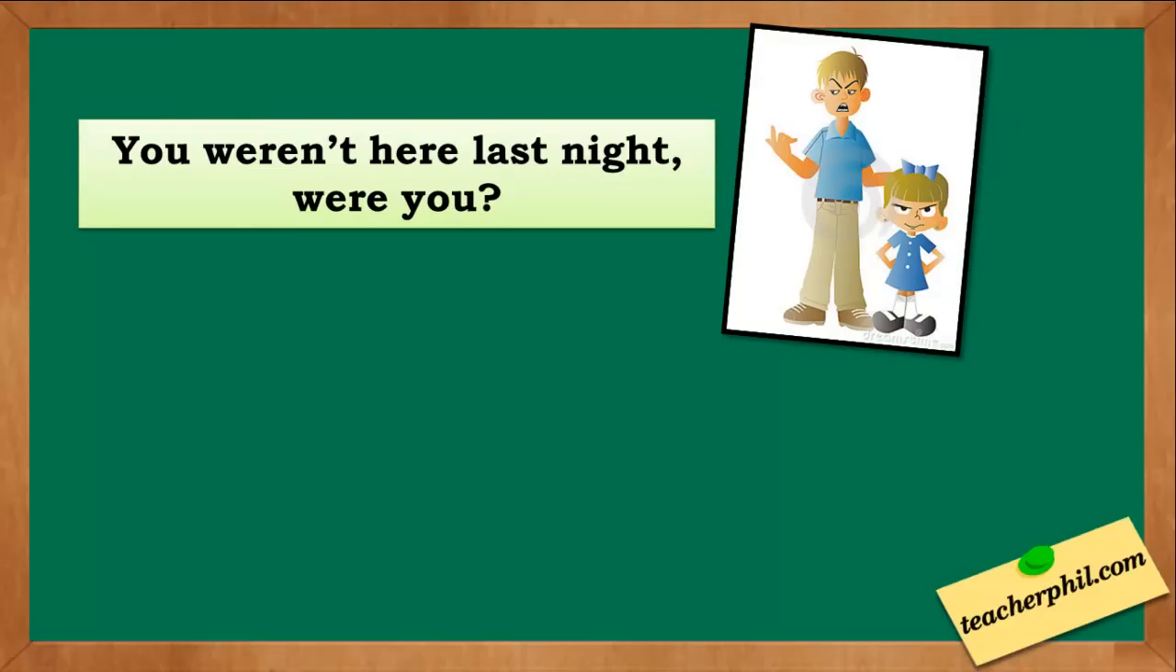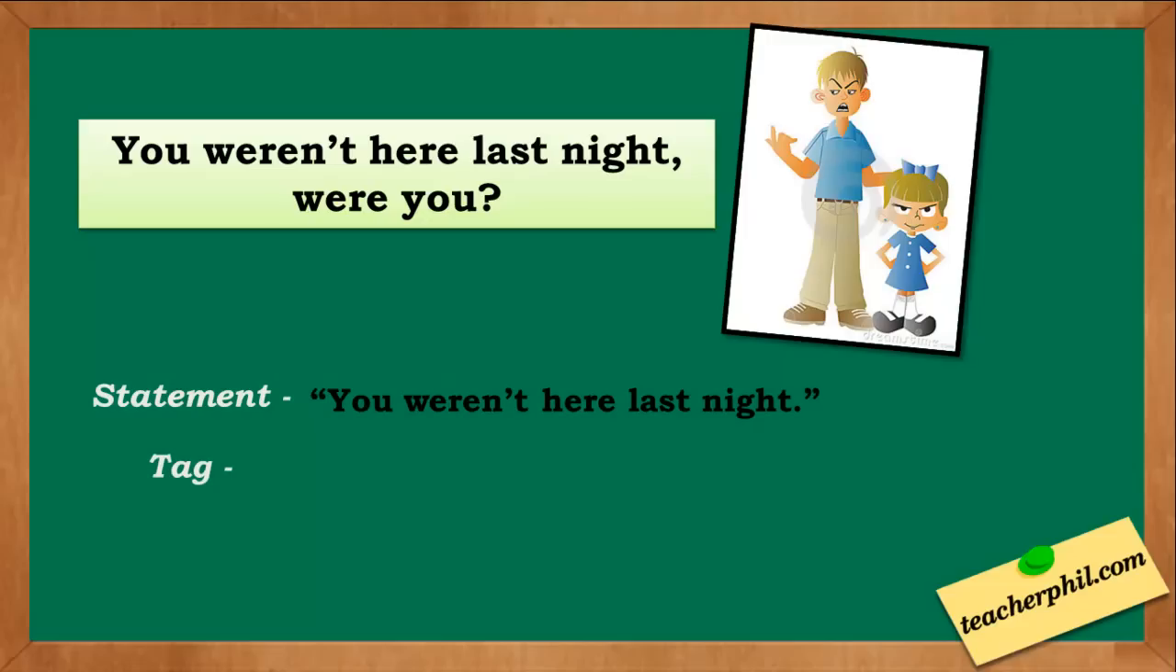Another example, you weren't here last night, were you? Our statement is, you weren't here last night. Our tag is, were you? The auxiliary verb in our statement is, were. Same in our tag. Our statement is in the negative form. Therefore, a positive tag is needed. Were you?